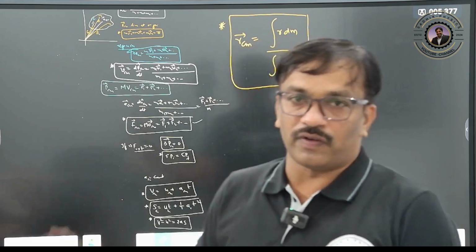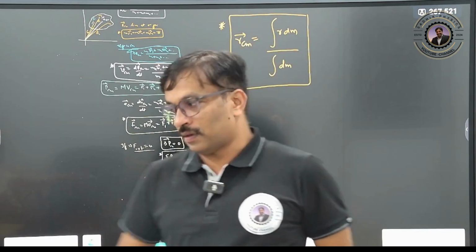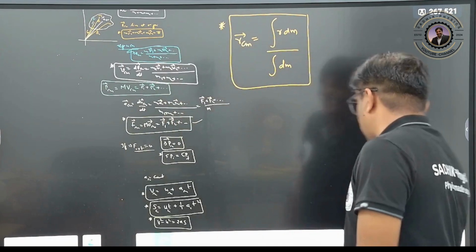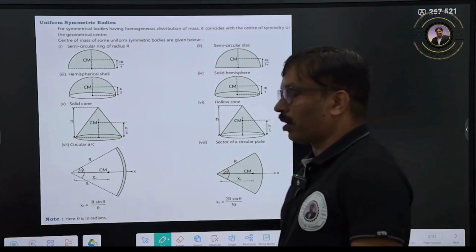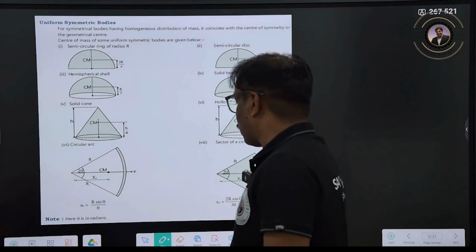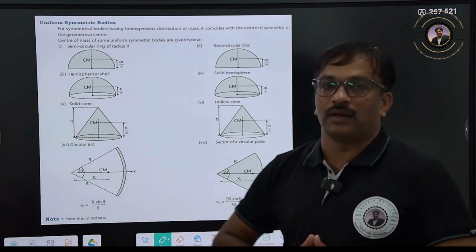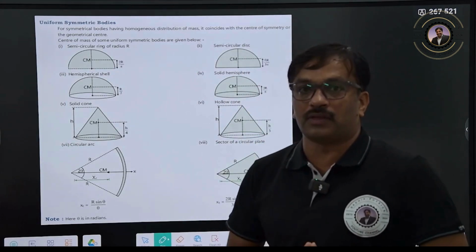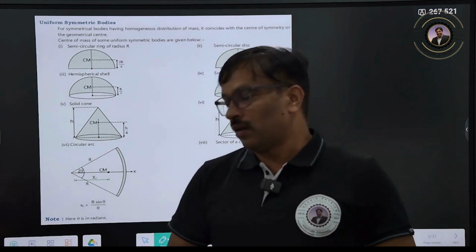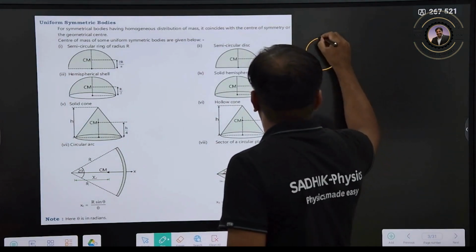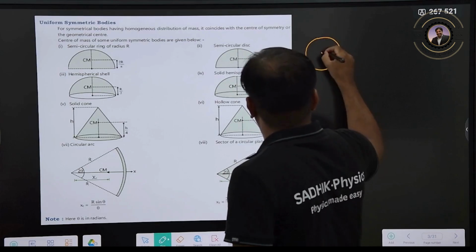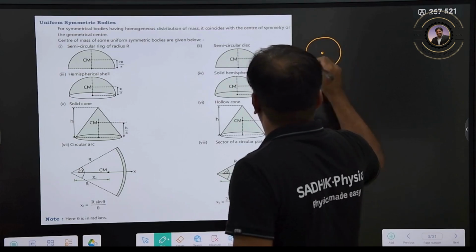Right? We'll go for the numerical questions based on this, and do some questions on this one. Let us see, this is also one of the important points. I already told you that for uniformly symmetrical objects, their geometrical center will be their center of mass. Like if you take a disc or a uniform ring, the center will be the center of mass.